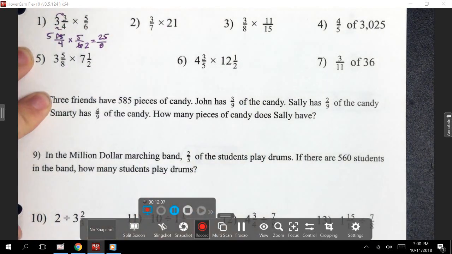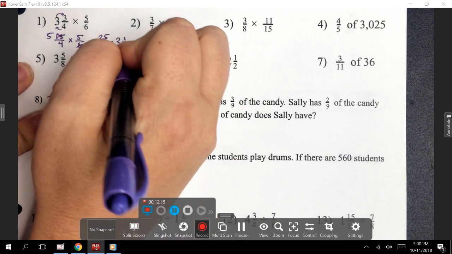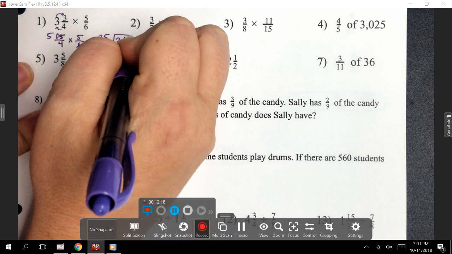And this is where you can go to the side and do the long division. But I know that 8 will go into 25 3 times, which gives me 24. So I'll have 1 left over. So I get 3 and 1/8.